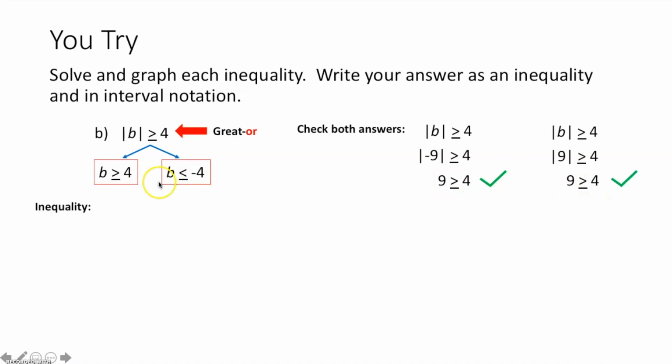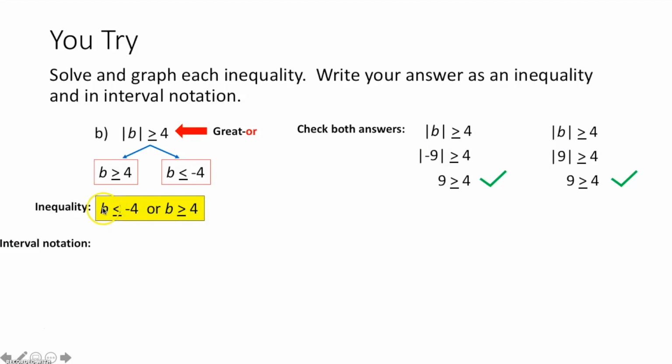So when I write this as an inequality for my answer, again, it's an or compound inequality. So I'm going to put each of these separately and put an or between them. I start with my lesser one. I'm going to go b is less than or equal to -4, or b is greater than or equal to 4. Now, how do I write this in interval notation?